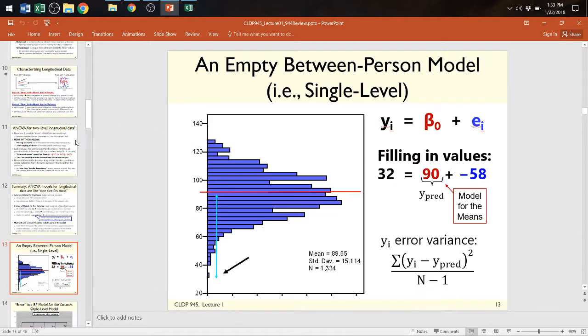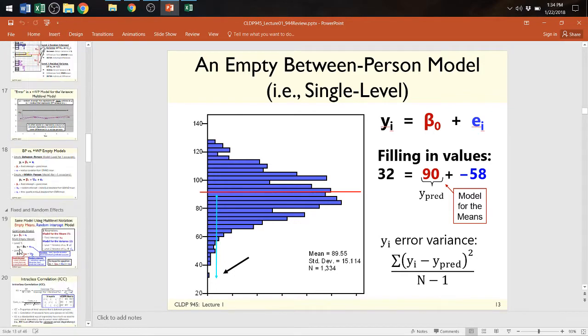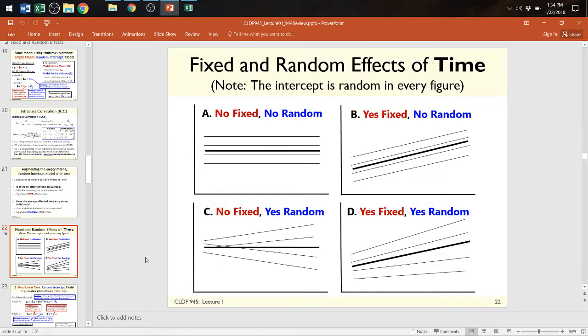Okay, let's see, what else do I want to do? I want fixed and random. This picture. Who wants to tell me why C is labeled the way it is? That's the trickiest one.